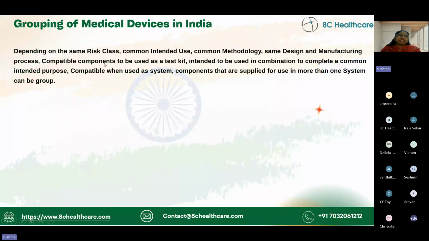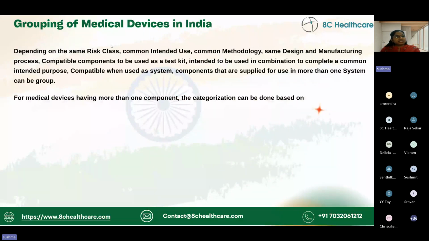Grouping is done mostly depending on the risk classes, their common intended use, their methodology, design, and manufacturing process, and whether the components are compatible with each other to be used as a kit, whether they are used in combination with each other to serve a single purpose, or whether they're compatible to use as a system. If it has multiple components, it also depends on how they are supplied to import into India, and whether they can be put together to work as a common group or a system. So depending on these factors, the grouping will be done for the medical devices.